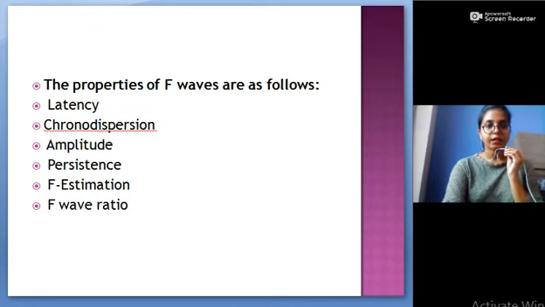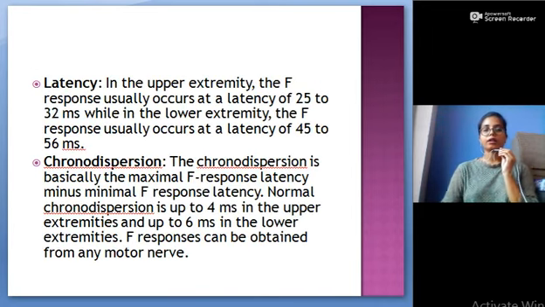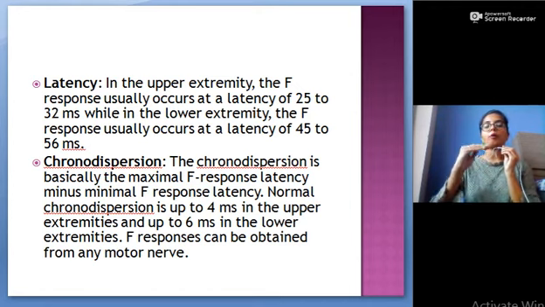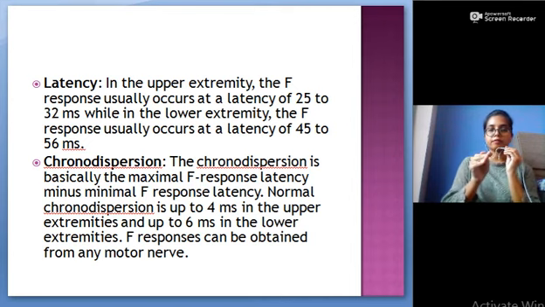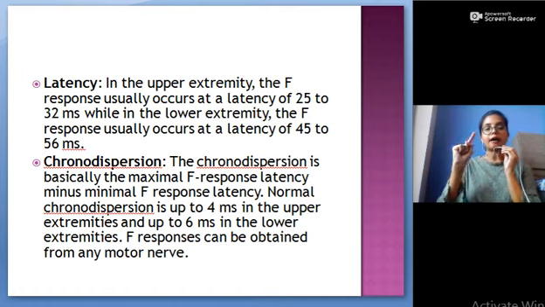Now, there are properties of F wave. First is the latency. Now, what is latency? Latency is the first positive or negative deflection that we see after the stimulus artifact. When the stimulus is given, there is a time duration, a blank line, after which there is either a positive or a negative deflection.